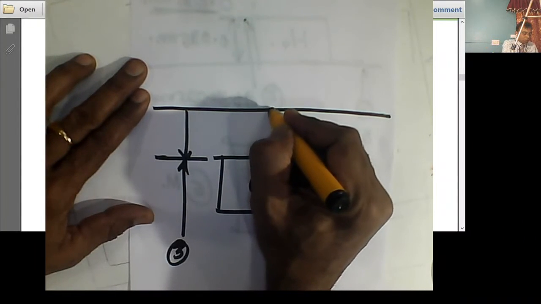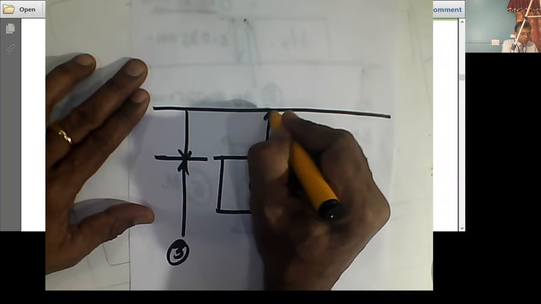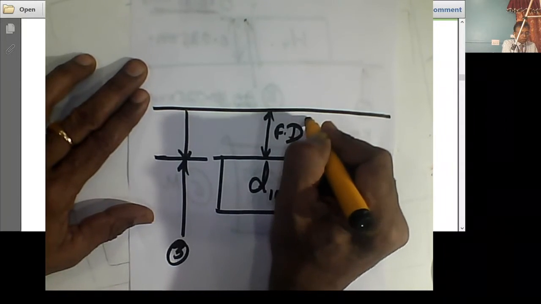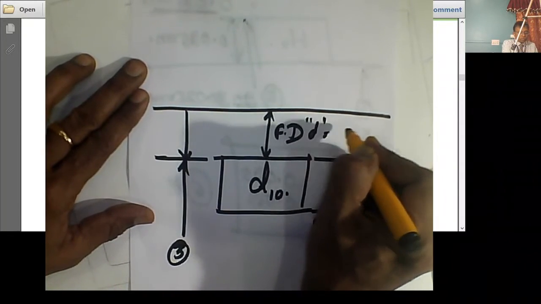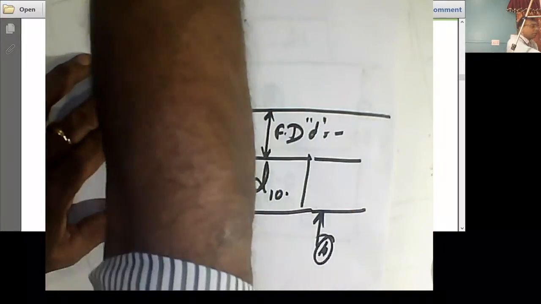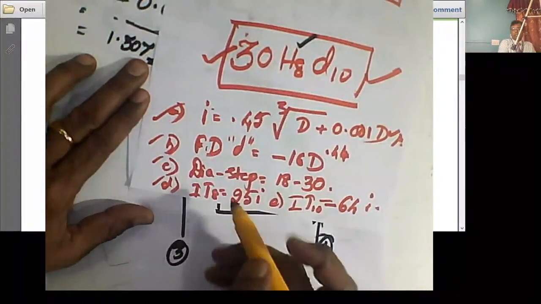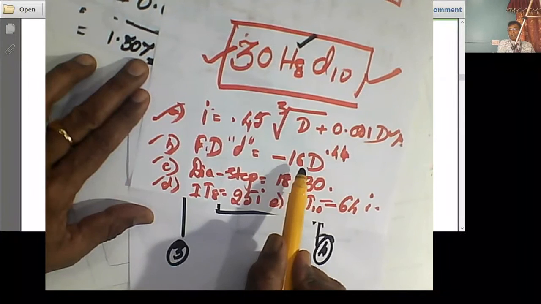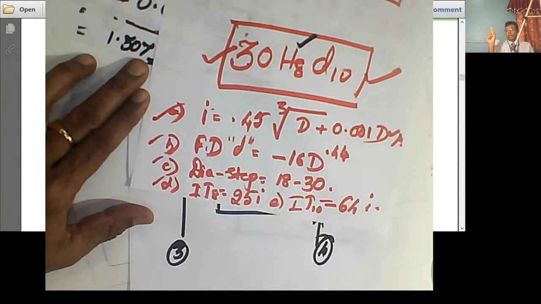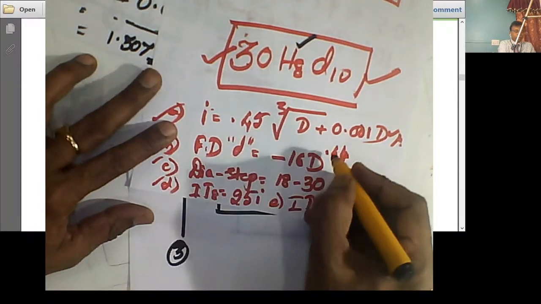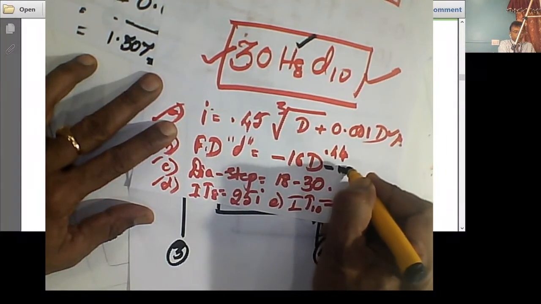Now, how much is this? This is called the fundamental deviation for D shaft, which is given as minus. It's already given in the numerical. Look, can you see this? Fundamental deviation minus 16d to the power 0.44. It is already given in the exam. You are not to memorize this, not necessary. It will be given normally. Fundamental deviation for D shaft is minus 16d to the power 0.44, where D you have to substitute in mm.